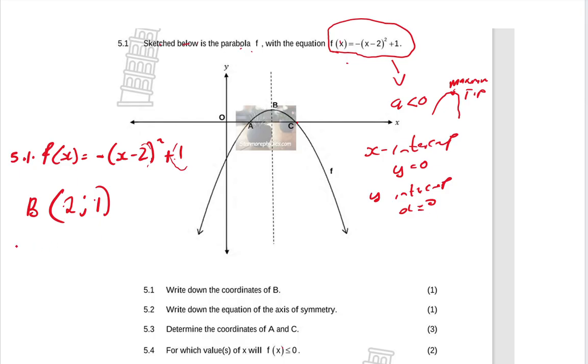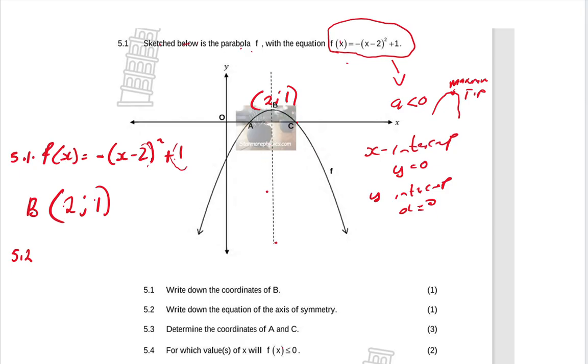I hope you understood. And now they say 5.2, write down the equation of the axis of symmetry. What is the axis of symmetry? This is our axis of symmetry, the line of symmetry you have been learning since grade 7, or maybe grade 4. Here we have 2 and 1. And this line is our x value.